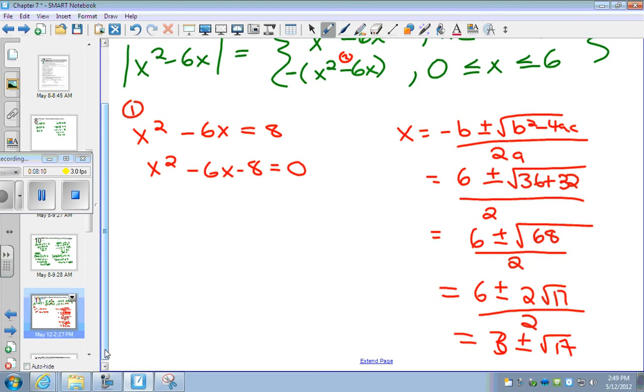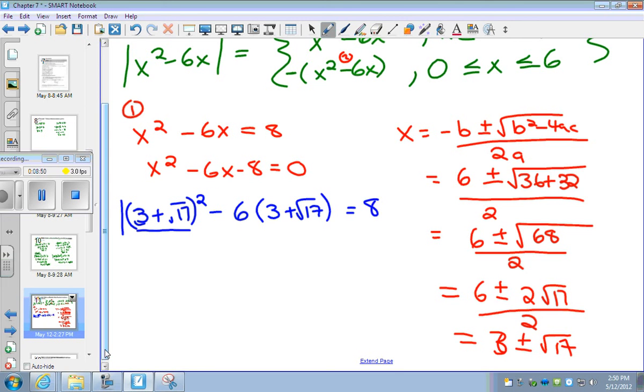And now what we really should do is verify this back in the original equation. Okay, does the absolute value of 3 plus or minus the square root of 17, all squared, minus 6 times 3... Let's just do the plus one first, actually. 3 plus root 17. Does that equal 8?